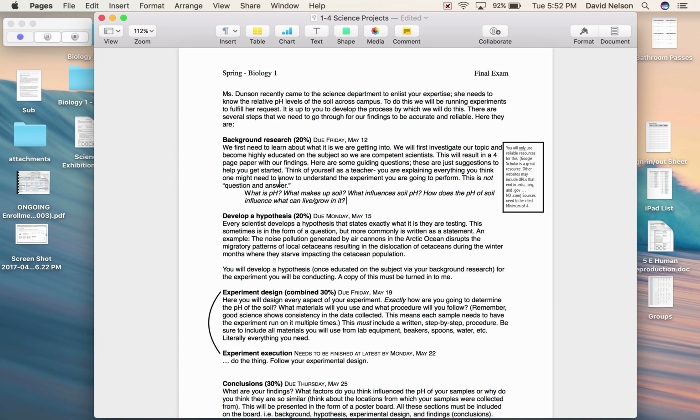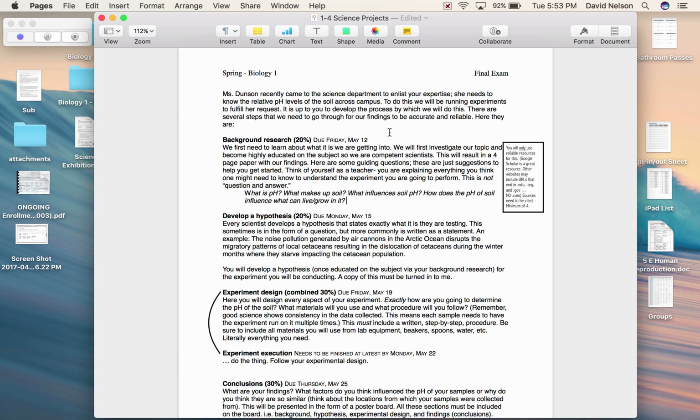So again, these are just kind of guiding questions to get you thinking, what sort of information do I need to know to be able to perform this project, to develop an experiment and be knowledgeable about what it is I'm doing. So again, this will be a 4-page paper. It will be double spaced though, meaning there's a space in between each line of your pages. There's a document on Schoology that goes over MLA format. That's the format you'll be using. So again, there's a document there that you can reference to help you understand how your paper should be formatted.